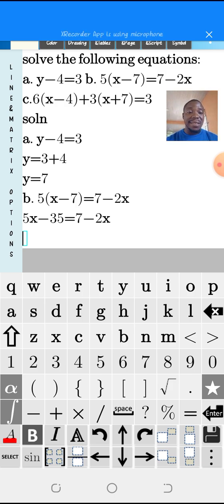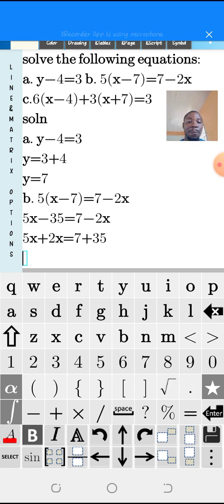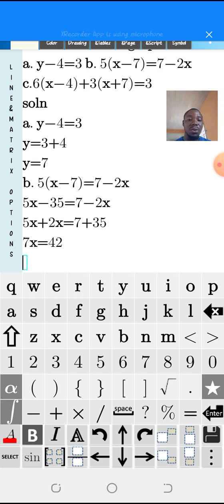So what we do next is we collect like terms. We are going to have 5x, which is already on the left-hand side, and then you move the minus 2x over. So it becomes plus 2x equal to 7. And then you move the minus 35 over, and then you have plus 35. So 5x plus 2x gives us 7x equal to 7 plus 35, which gives us 42. To find the value of x now, we quickly divide through by 7, which is the coefficient of x.